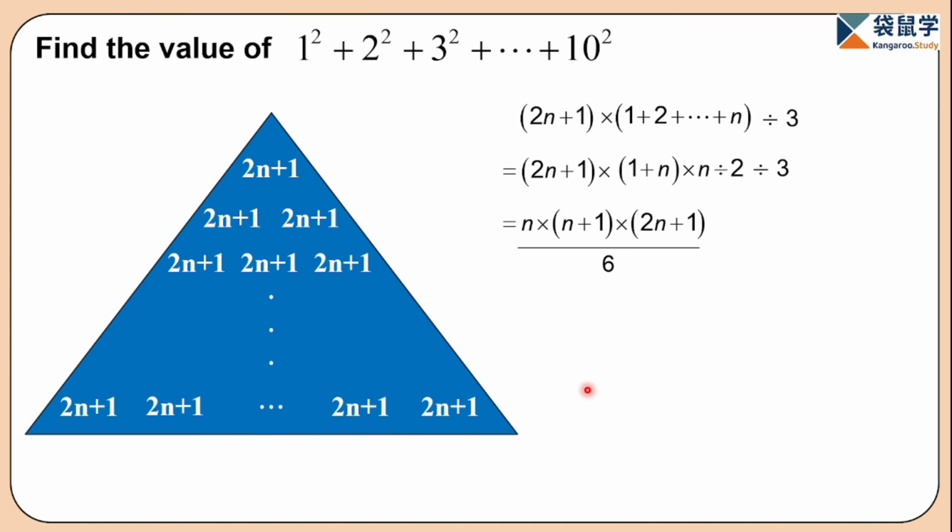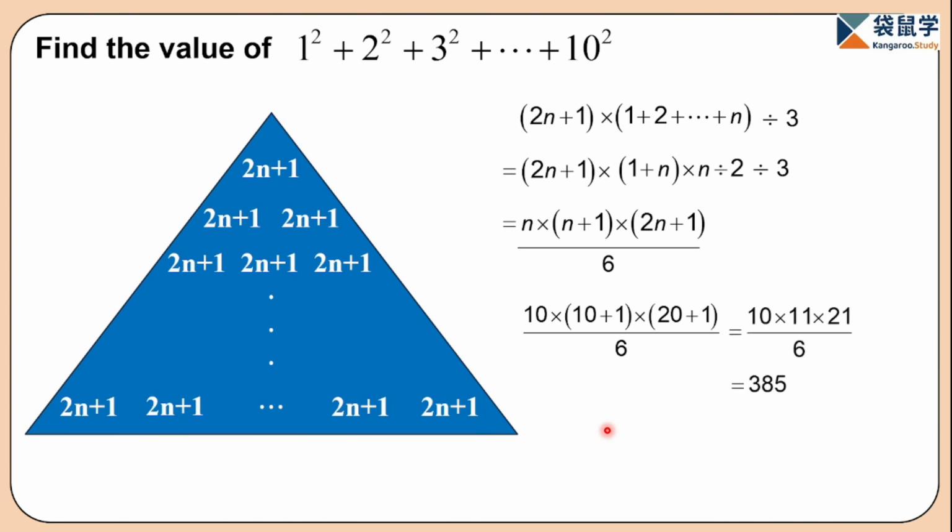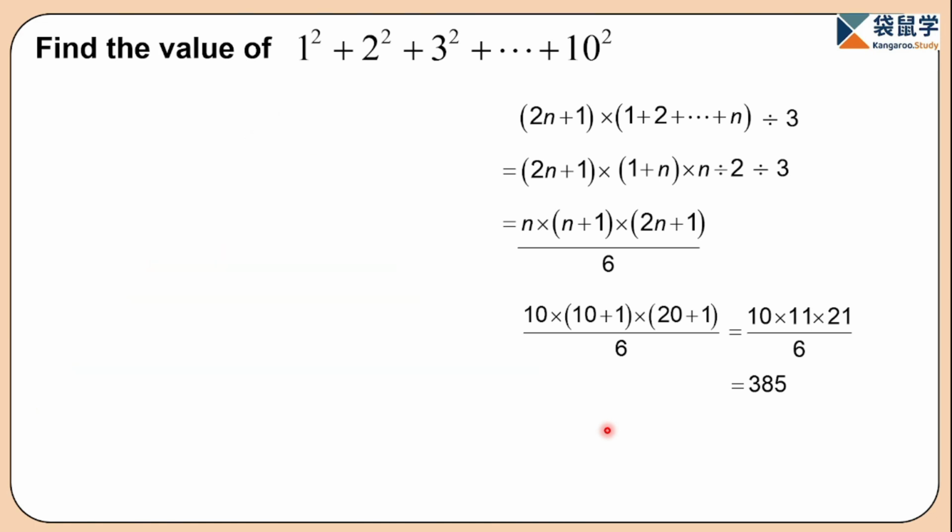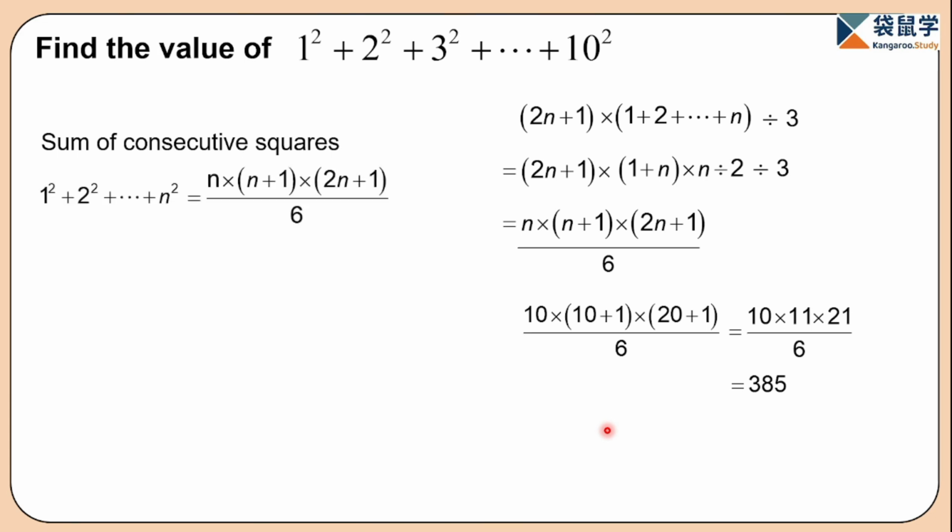In this case, n will be 10. So you will have 10 times 10 plus 1 times 20 plus 1 divided by 6. And when you solve this calculation, you will get the answer 385. So to calculate the summation of consecutive square numbers, you just have to apply this formula right here, which is n times n plus 1 times 2n plus 1 divided by 6.